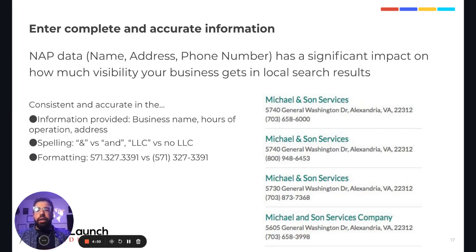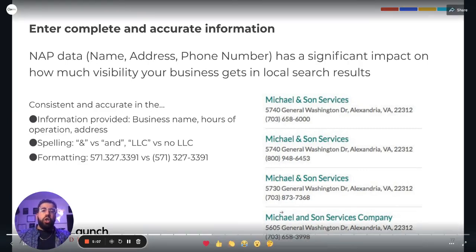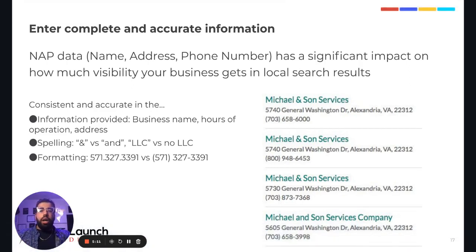So any formatting difference, any spelling difference, that still has to be fixed. If there's a LLC on one of them, take it out. Make sure it's all the same. Kind of how you see Michael and Son Services, exactly the same. But you see here the numbers are different. You got to make sure all directories are, Yelp, Bing, Yahoo, etc.